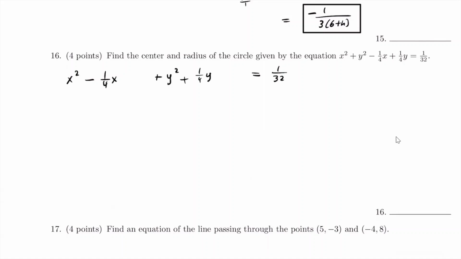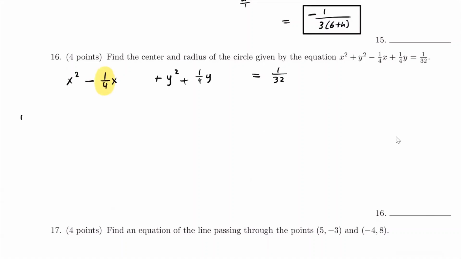So now let's focus on the x term. I'm going to take half of this and square it. So if I take 1/4, half of it, I get 1 over 8, and then I square it. So that's going to be 1 over 64. And I add 1 over 64 to the other side. And we do the same thing with the y variable. Take half of that and square. 1/4, take half of it, you get 1/8. You square it, you get 1 over 64. Same thing, we add it to the other side to keep it balanced.